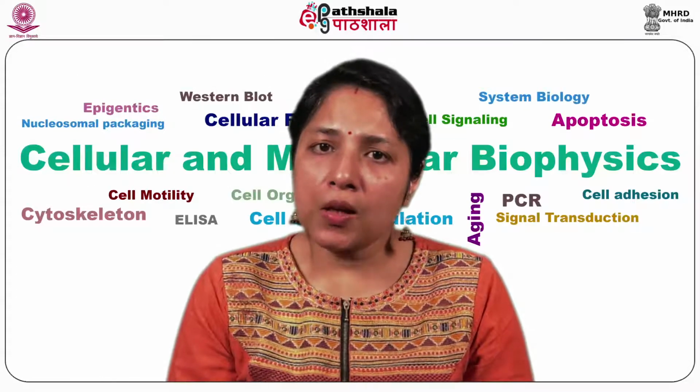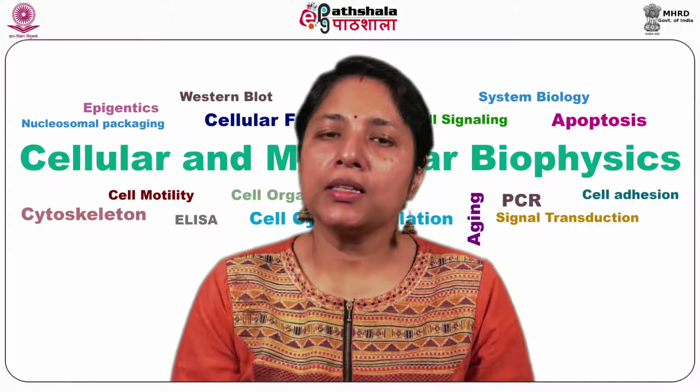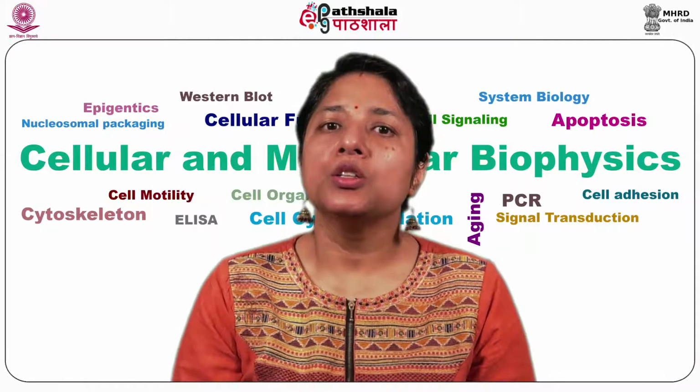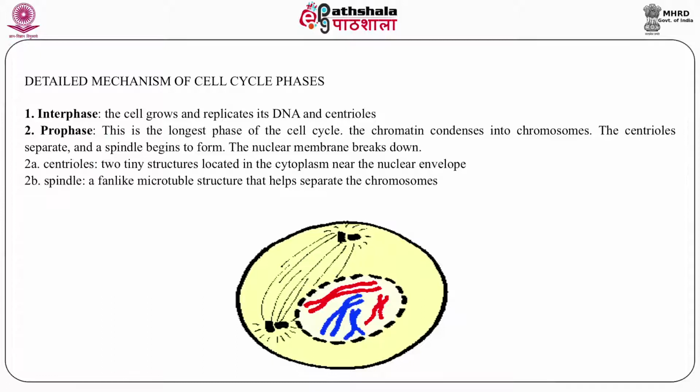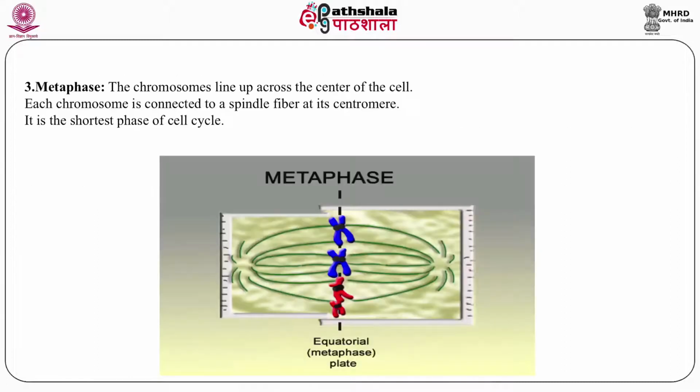And now what are centrioles? Two tiny structures located in the cytoplasm near the nuclear envelope. What are spindles? A fan-like microtubule structure that helps separate the chromosomes. Now coming up next is the metaphase. The chromosomes line up across the center of the cell. Each chromosome is connected to a spindle fiber at its centromere. It is the shortest phase of the cell cycle.